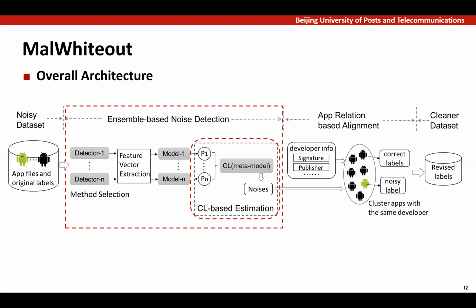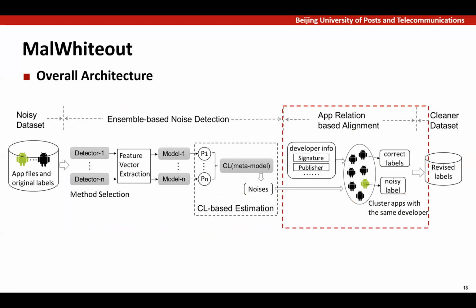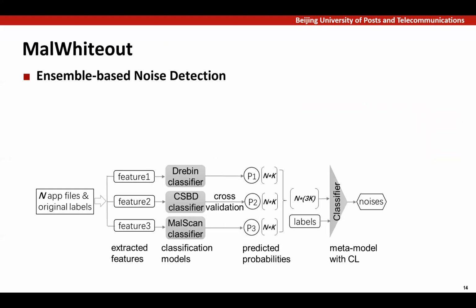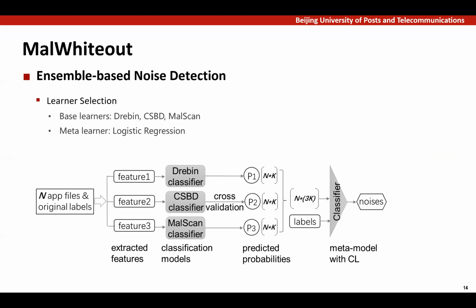First, ensemble-based noise detection, which adopts ensemble learning to improve the robustness of noise estimation based on confident learning. Second, app relation-based adjustment, which uses an inter-app relation based on developers to adjust noise detection results. In the first component, we use a 2-level architecture involving multiple base learners and a meta-learner. We select Drebin, CSBD and MLScan as base learners and logistic regression as meta-learner. You can refer to our paper for the detailed model selection.